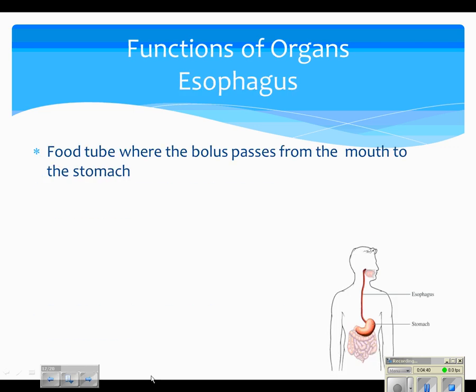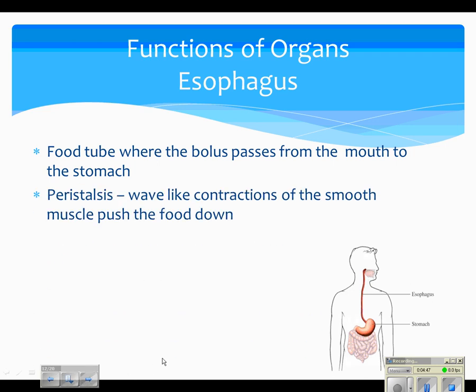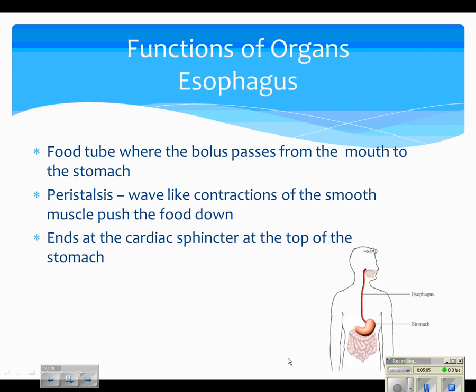If we look at the esophagus, it's the food tube from the mouth to the stomach, and you can see that it's pretty long. In the esophagus, we have wave-like contractions of the smooth muscle that push the food down. Think about it like squeezing a tube of toothpaste. These muscles are going to contract in wave-like contractions to push the food all the way through the esophagus, which is made up of smooth muscle. And then it ends at the top of the stomach where there's a muscular ring, which is called a sphincter, which closes.